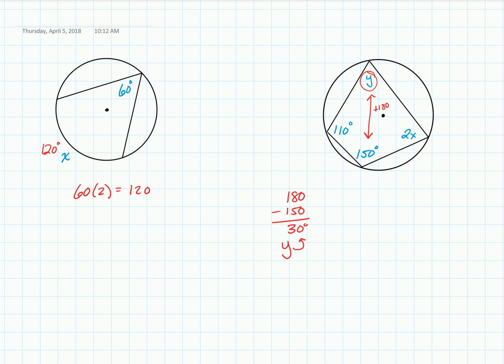We can do the same thing for the other one. The 110, of course, is across from the 2x, but we do need to solve for x here. So we'll do 180, take away the 110, we're left with 70. So I know that 2x is equal to 70. And if 2x is equal to 70, in order to solve for the variable x by itself, I'll divide by 2 on both sides and have x is 35 degrees. I didn't have to do that in the last problem because the y was already by itself.